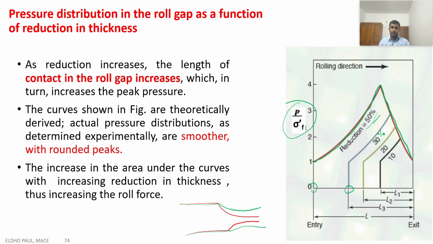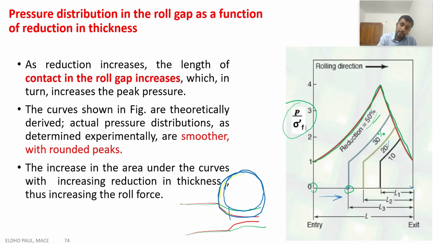So here when we consider a roller, in case of the red color reduction, this will be the entry point. But in case of a higher value of reduction, the entry point will be another one. The entry point will be shifted towards the right. This is the entry point, but there is no change in the exit point. The exit point is the same. So that is important.